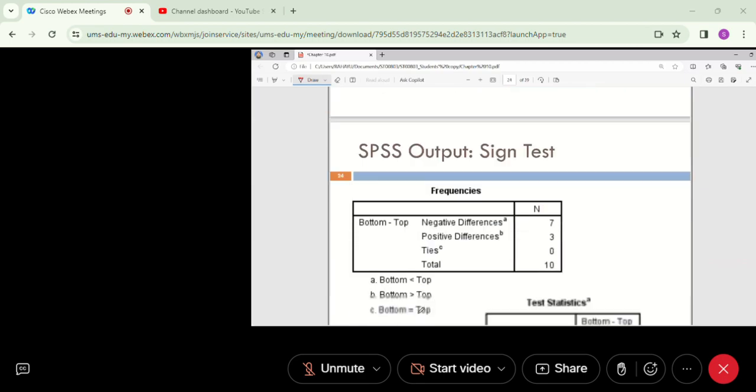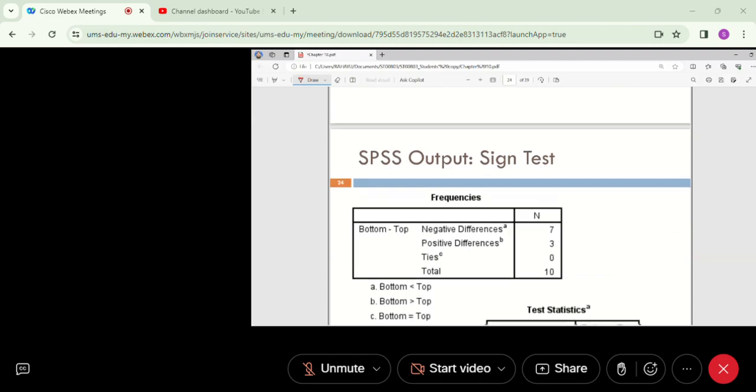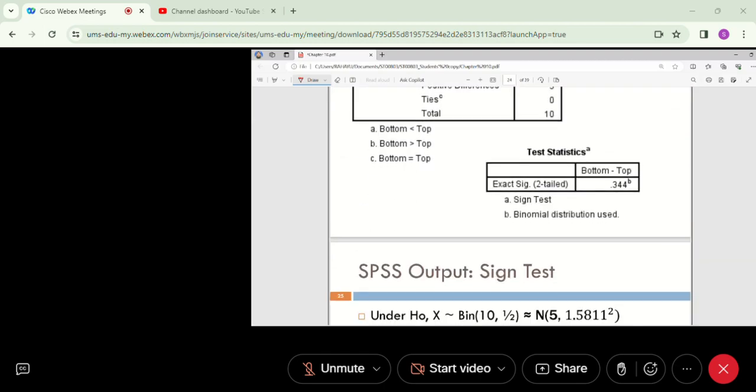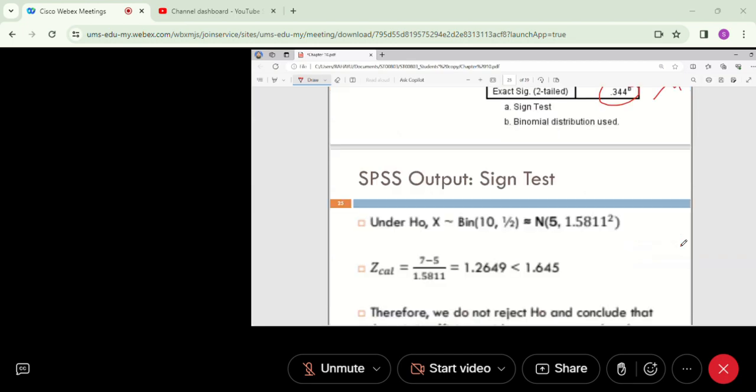If we look at the sign test, we have 7, this one bottom minus top. I did it the other way around as well. So we have 7 and 3. And then the p-value is 0.344, which is greater than alpha. So there is no significant difference.